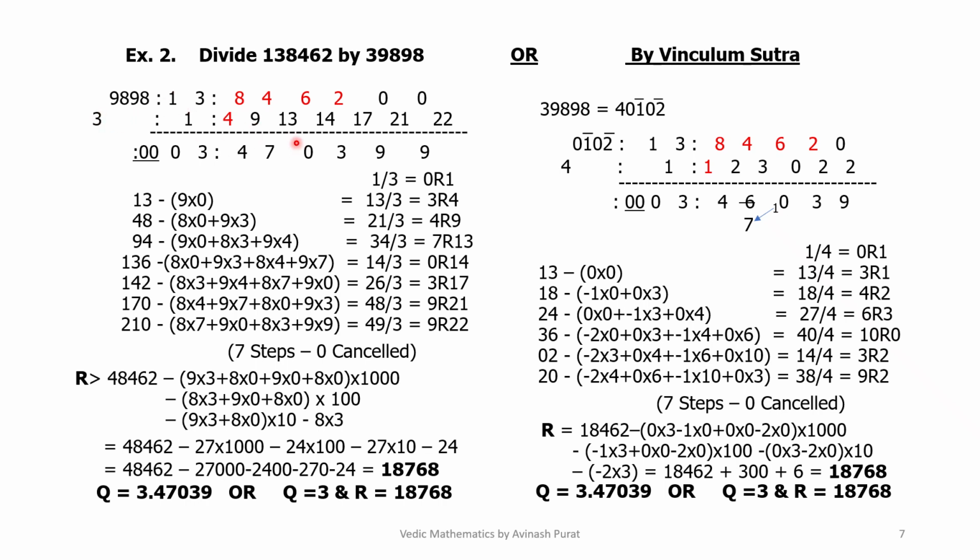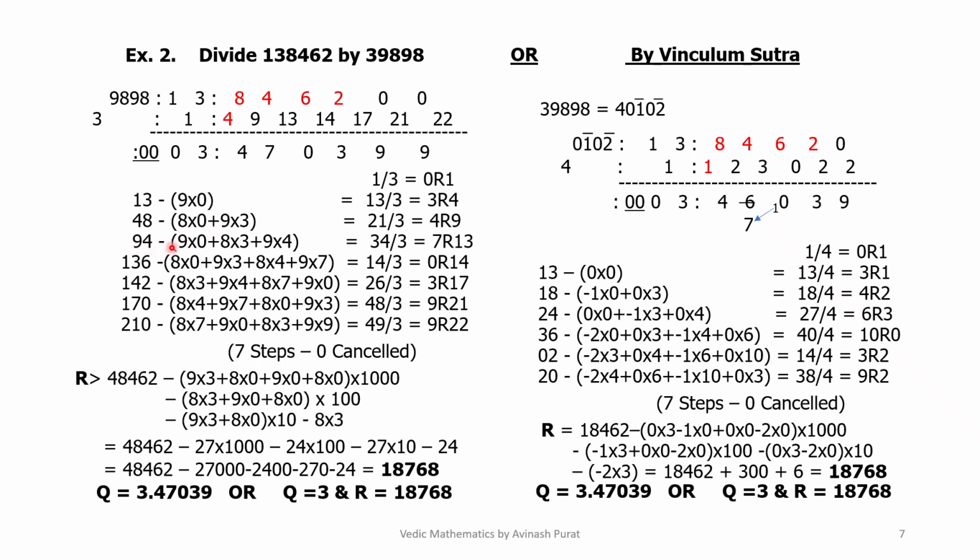1 divided by 3 is 0 quotient and 1 is the remainder. Then the next dividend is 13 minus 9 into 0, equal to 13 by 3 equal to 3 quotient and 4 remainder. The next dividend is 48 minus 8 into 0 plus 9 into 3, that is 21, divided by 3, that is equal to 4 quotient and 9 remainder.